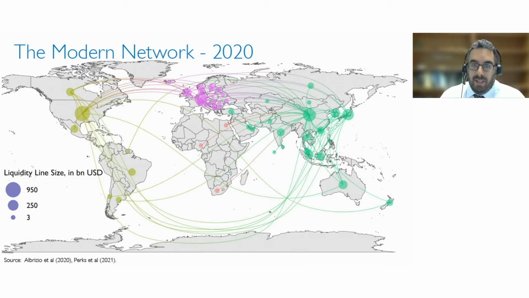What we actually have today is both a big network centered around the Federal Reserve, and smaller regional networks centered around the ECB, which provides euro-denominated repo and swap lines for countries in Eastern and Central Europe, a network centered around the Bank of Japan, which provides yen-denominated swap lines to countries in Asia, and also a very large network centered around China and the People's Bank of China. And these actually have a slightly different motivation.